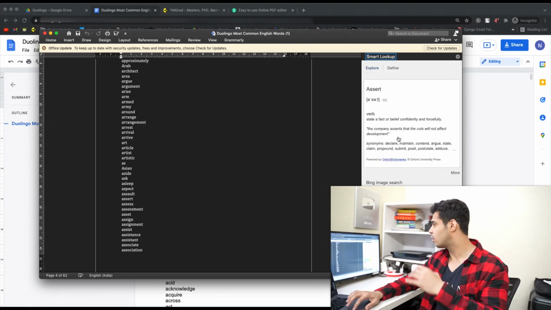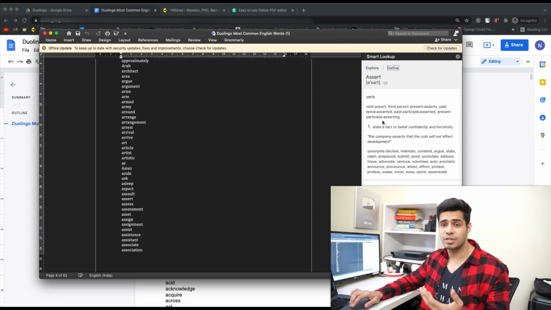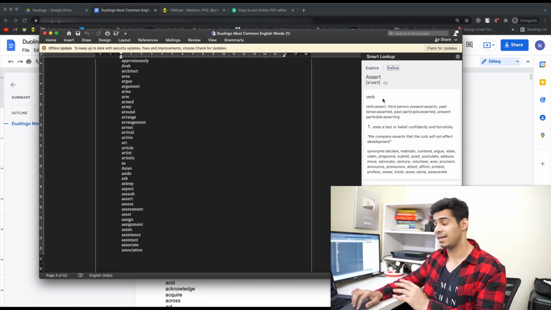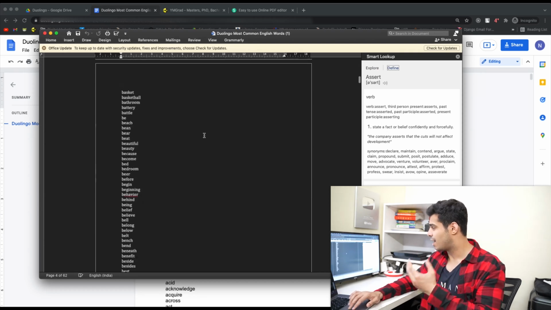If you do not know the meaning of the word, it's right over here. You can even copy and paste it, and so on. So it's as simple as that. Use Microsoft Word. Make sure that you have all of these words.